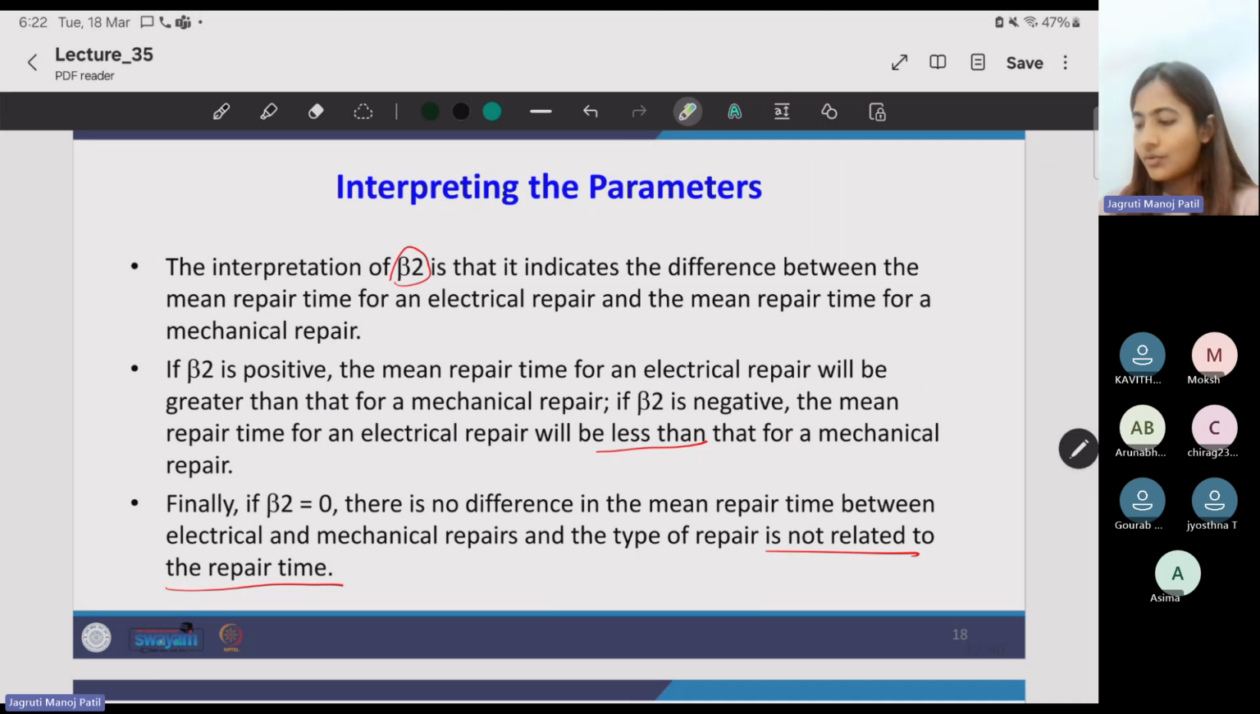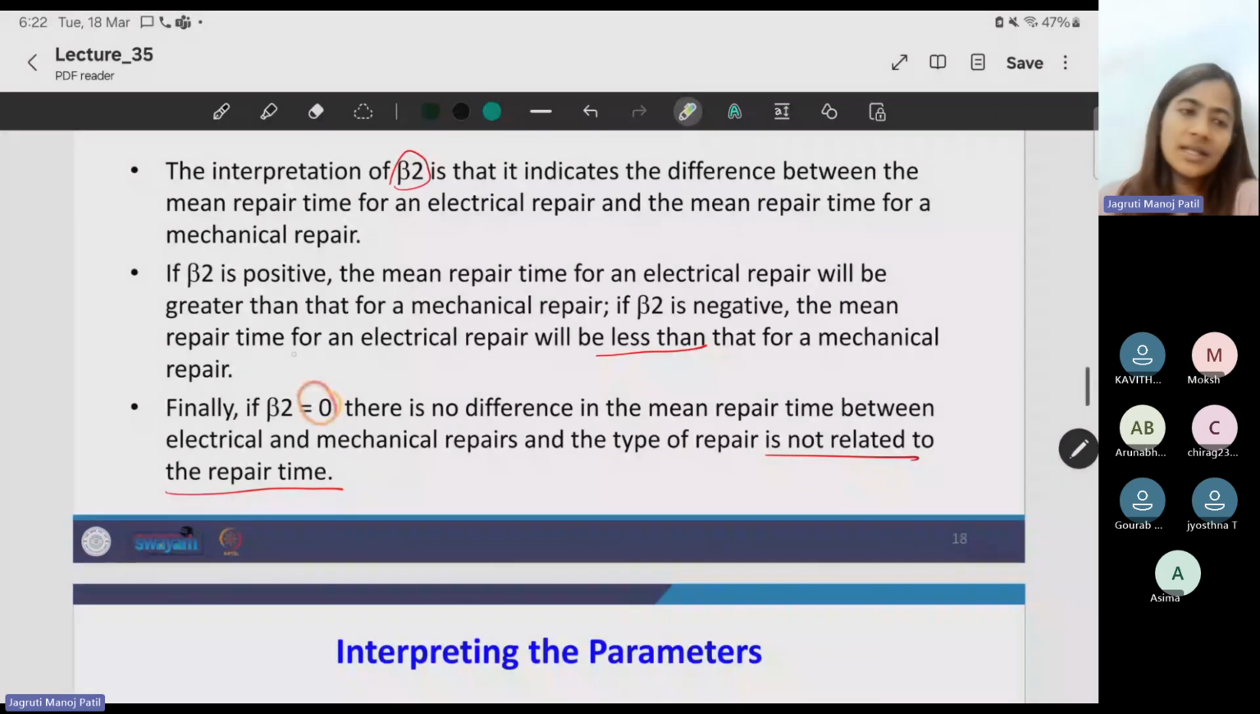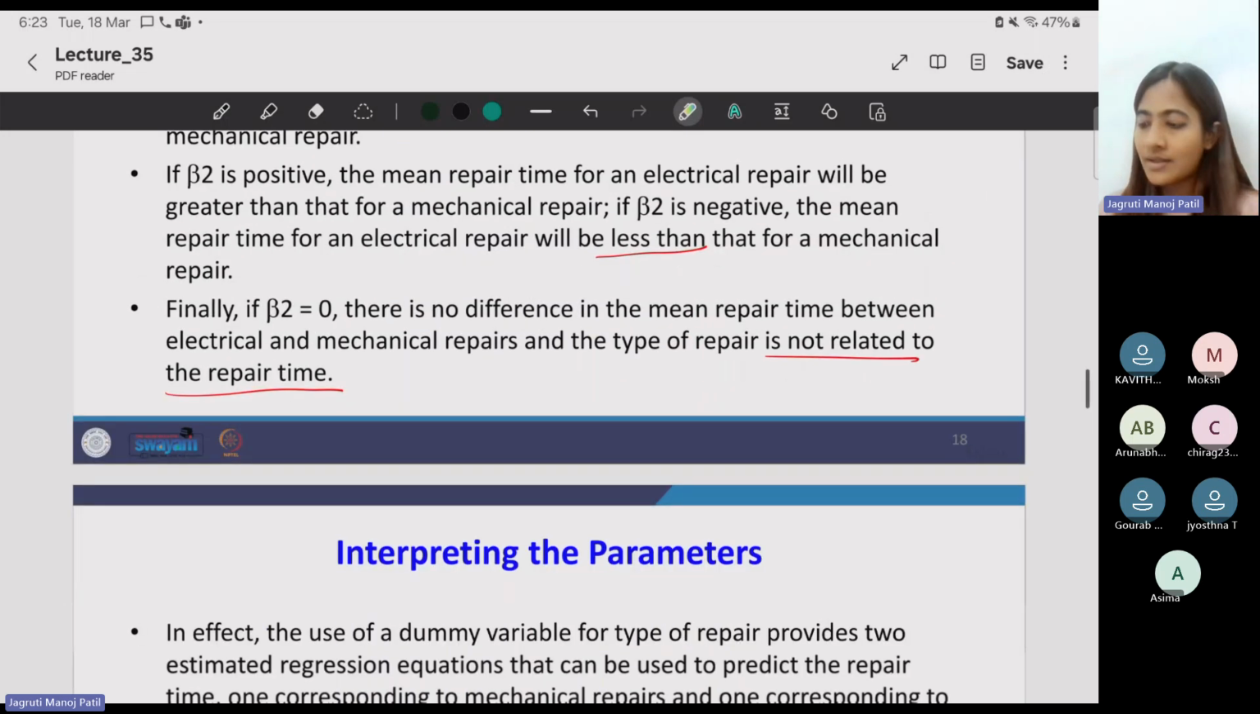Okay, it's well understood over here. Now finally, if it's 0, then we say that yes, there are no differences between the electrical and mechanical repair, and the type of repair is not even related to the repair time, whether it's mechanical repair or electrical repair. Okay, so till now this part is clear.